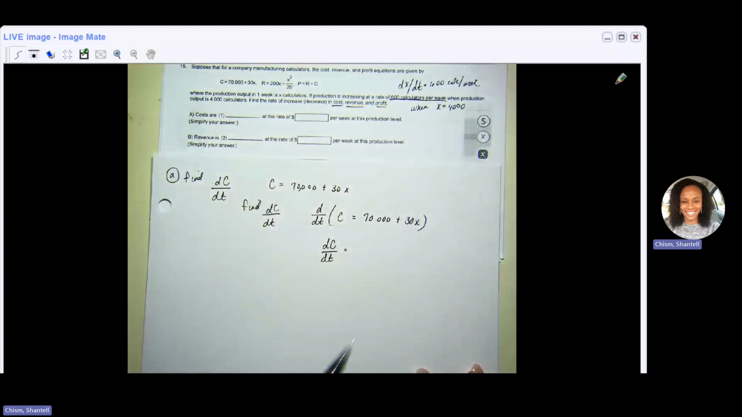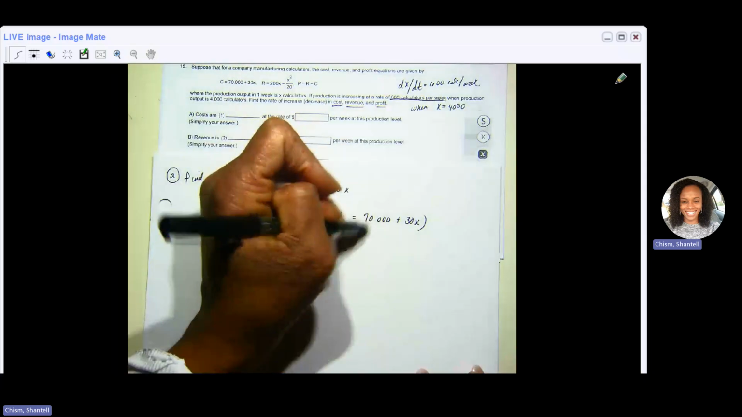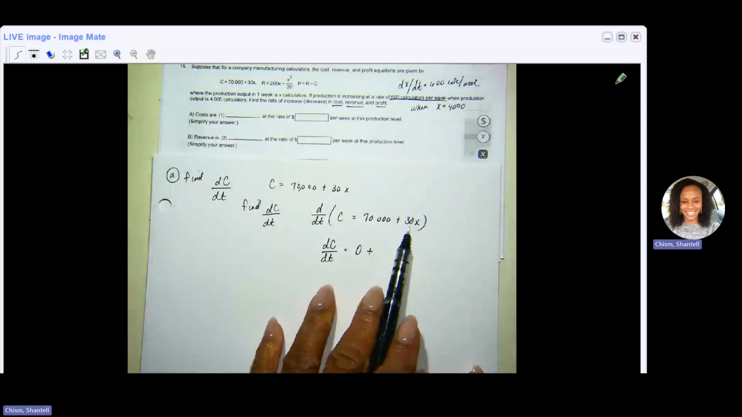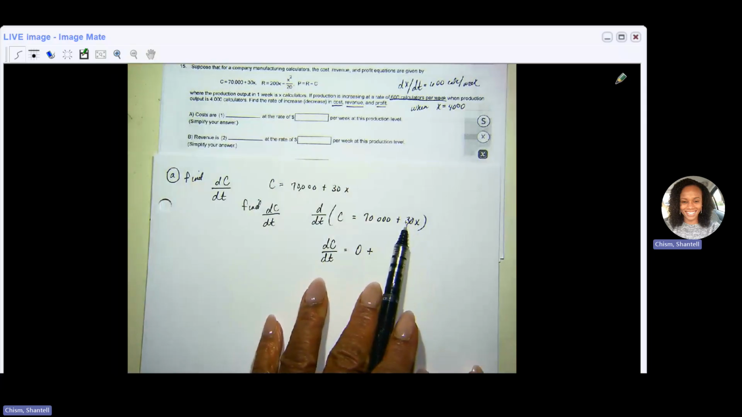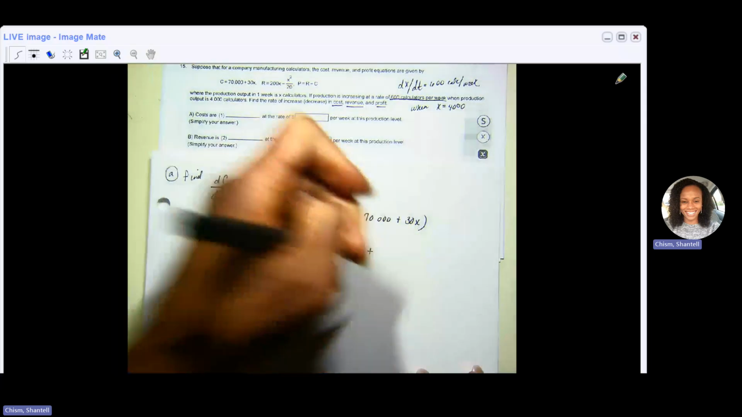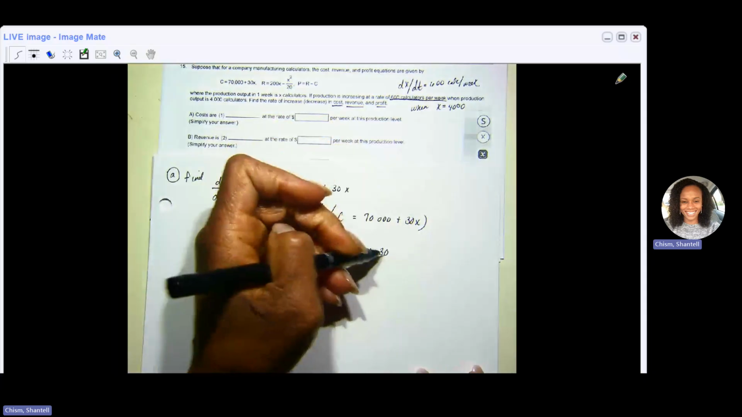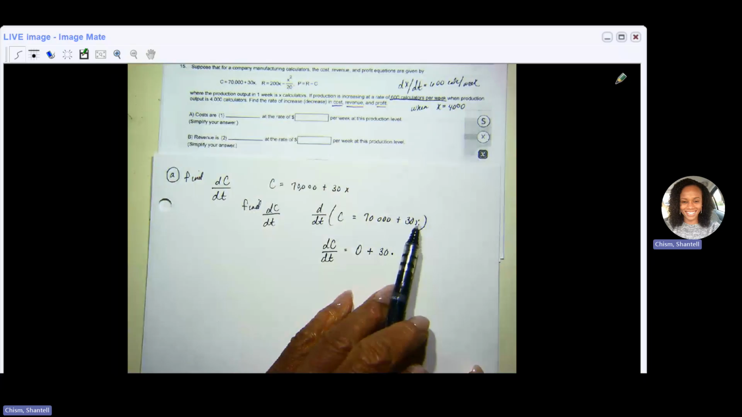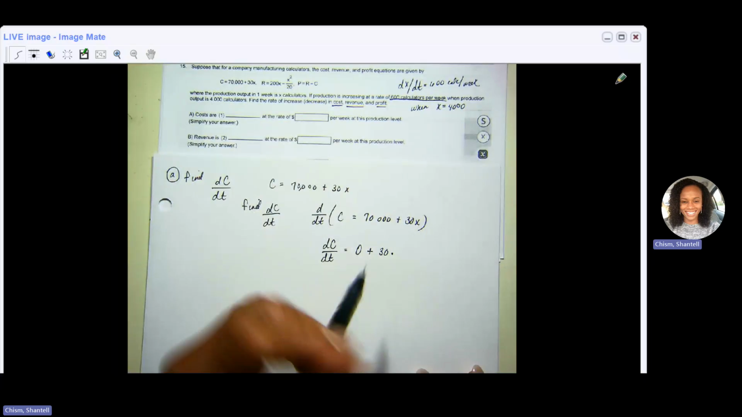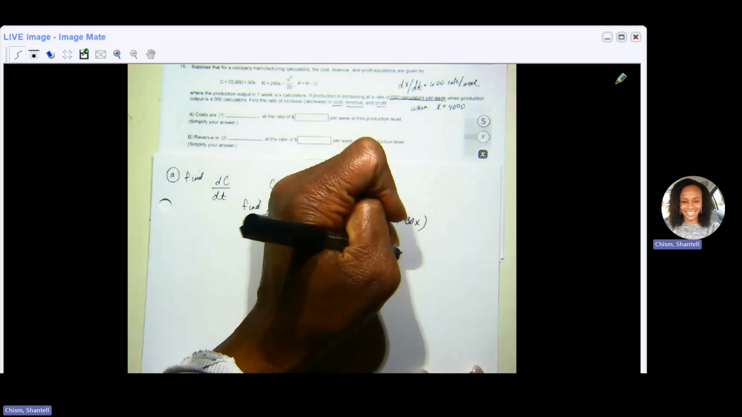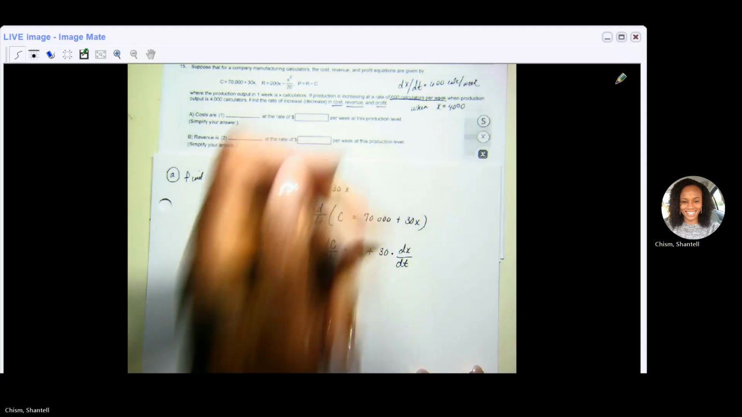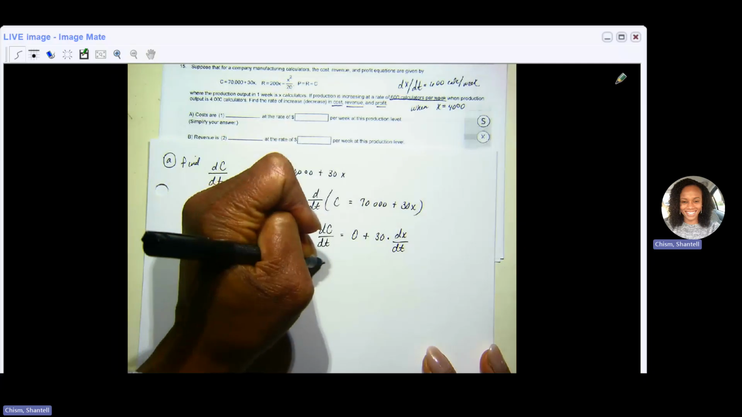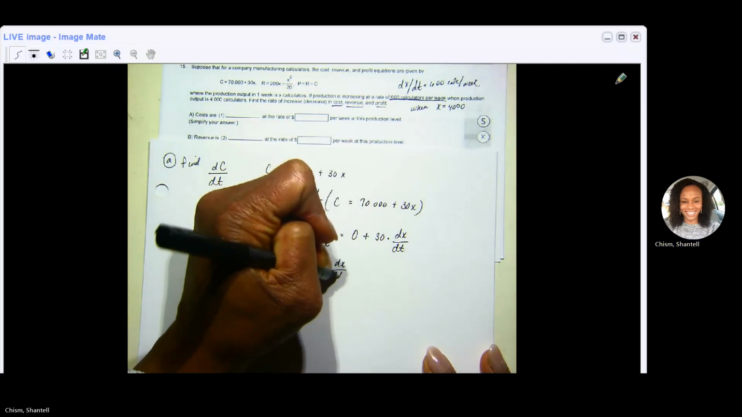Then equals, this is a constant. The derivative of a constant is 0. Okay, moving on here. 30 is a coefficient. So the derivative of 30x becomes 30 because the derivative of a linear term becomes a constant. And then times the derivative of the inside function, because remember, x itself is a function of t. So the derivative of x with respect to t would be dx over dt. So essentially, we have dC over dt equals 30 dx over dt.